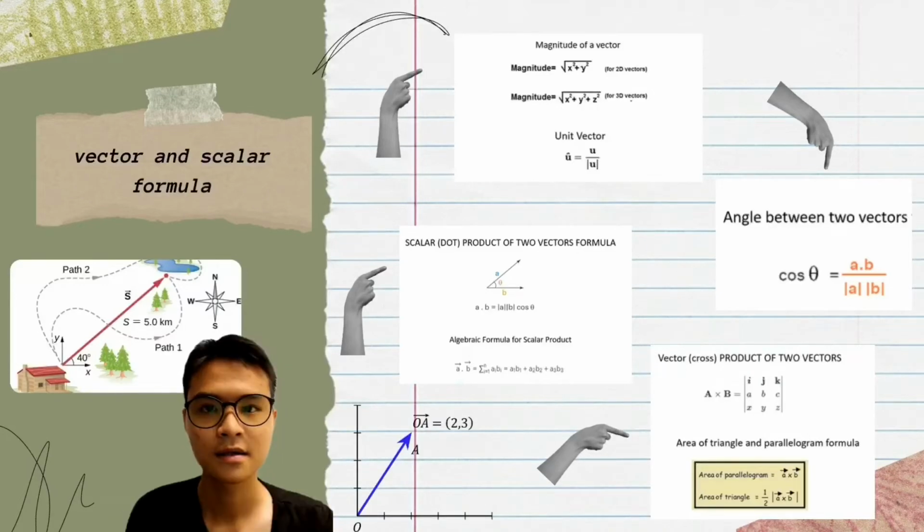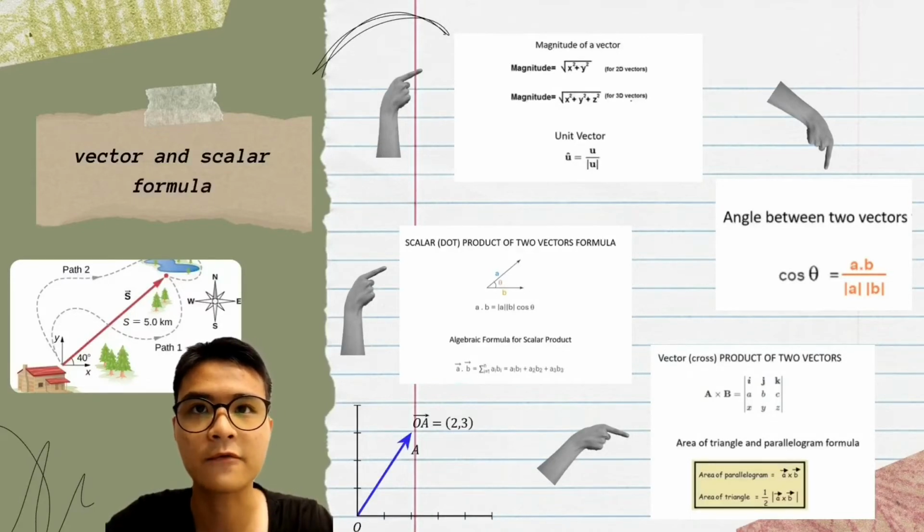The next one is the vector cross product of two vectors. The formula is a cross b equals the determinant of a 3 by 3 matrix, which is i j k, a b c, x y z. The next one is the area of triangle and parallelogram formula. The area of a parallelogram is equal to the magnitude of vector a cross vector b, and the area of a triangle is equal to 1 over 2 times the magnitude of the vector product of vector A and vector B.